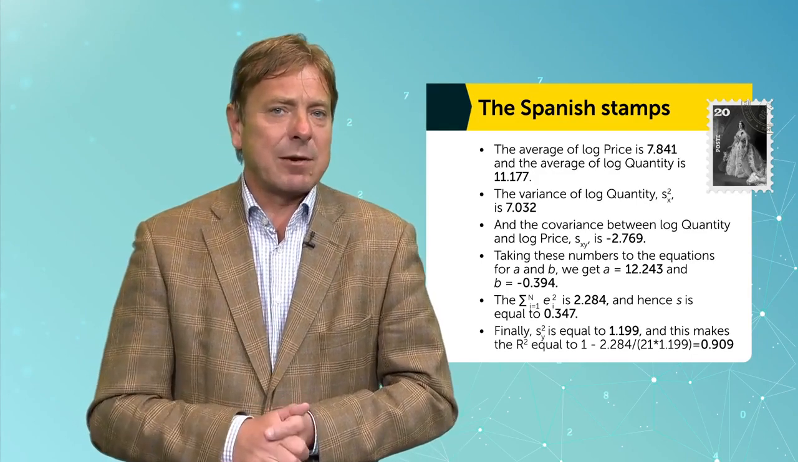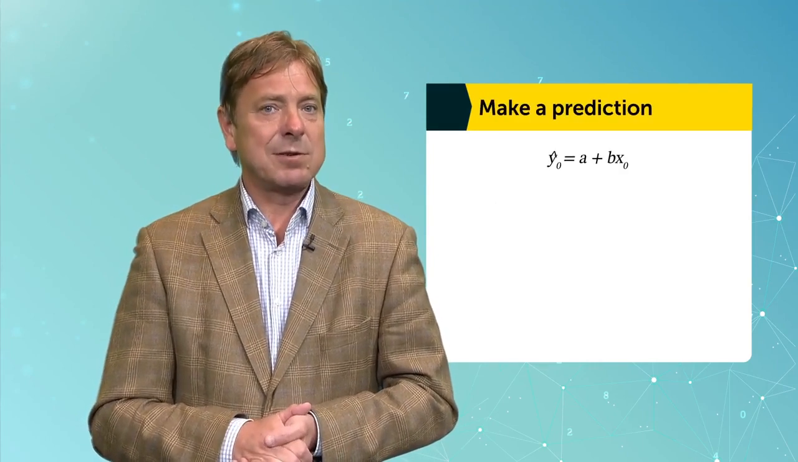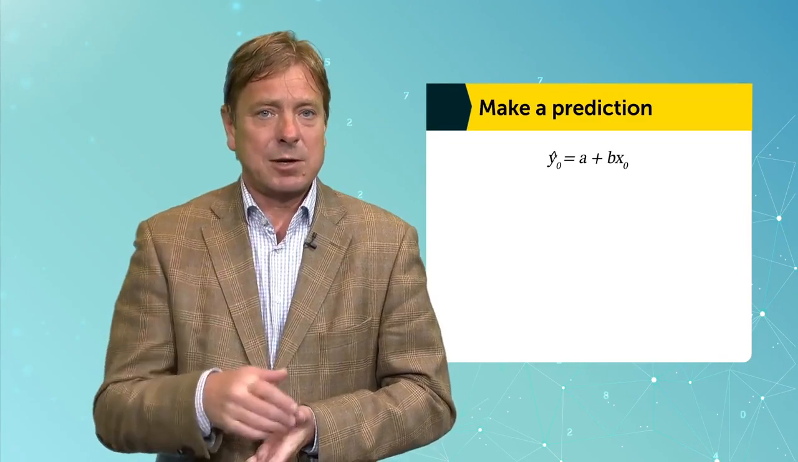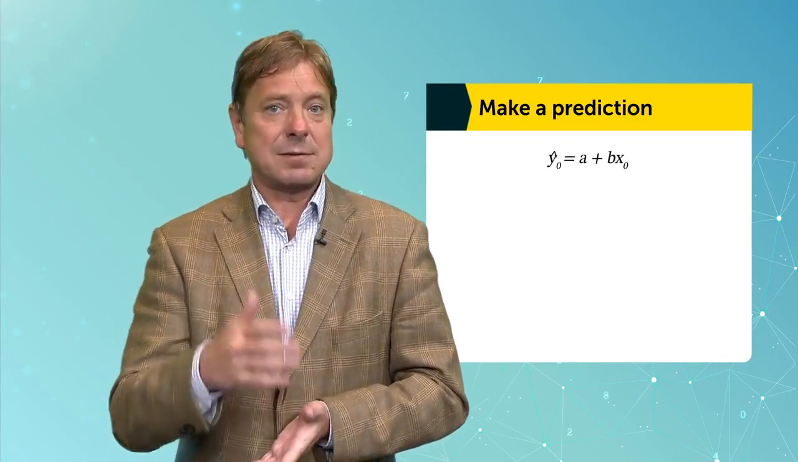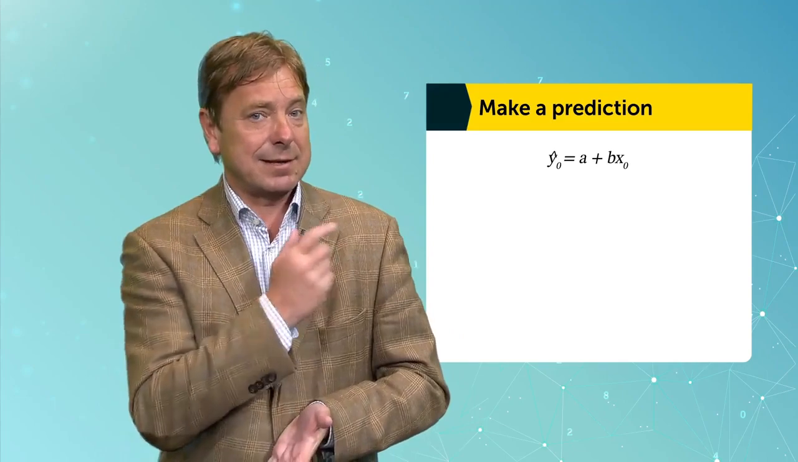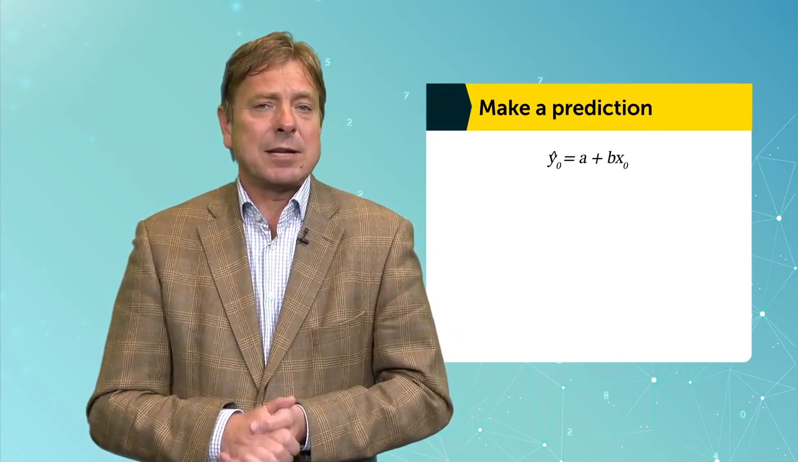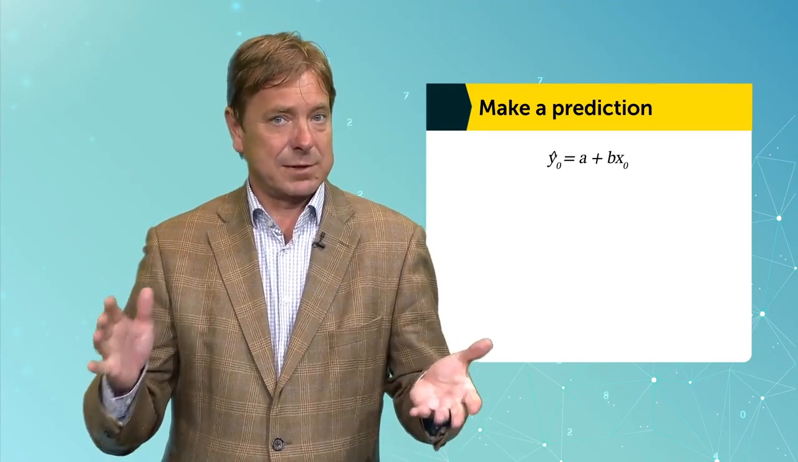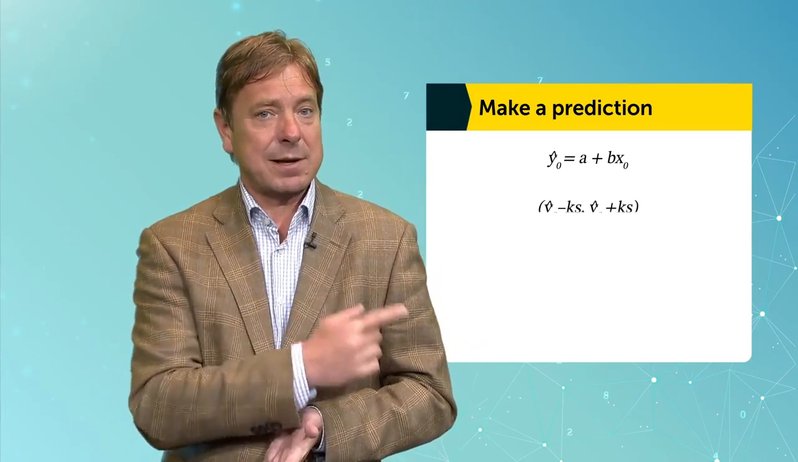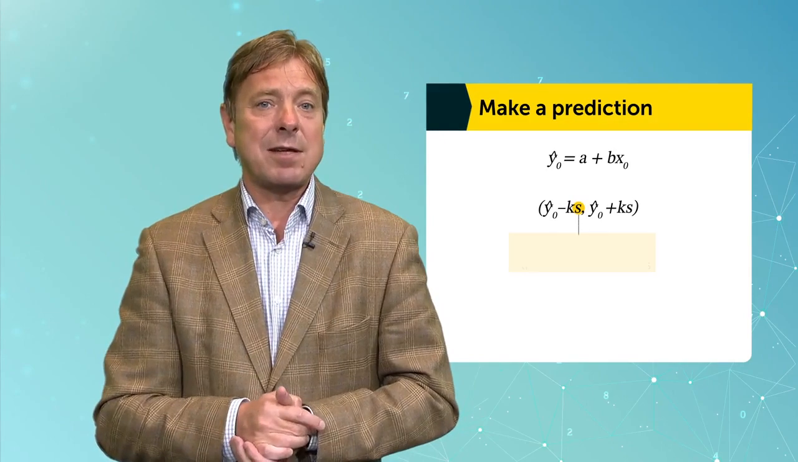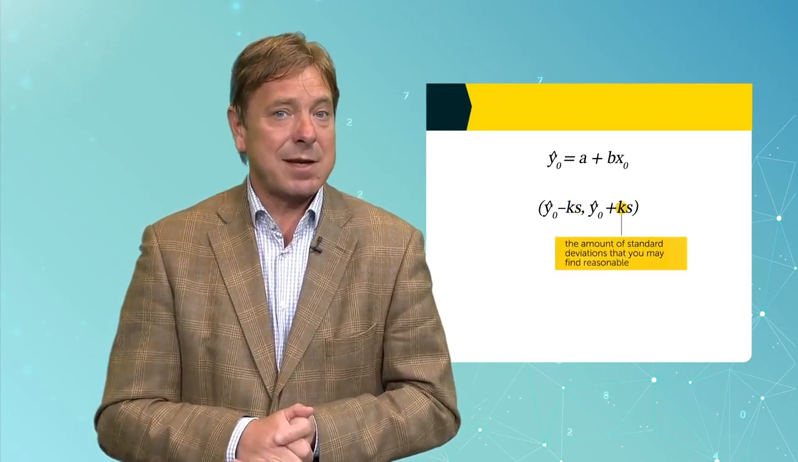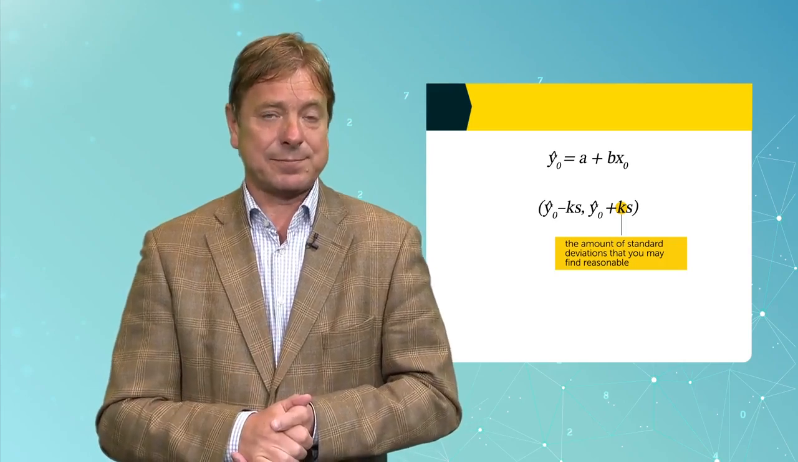With these numbers, we can now also make a prediction given a certain value for x. That is, we can find for an x0 a prediction for y0, written as y0 hat, like this. And as we are uncertain about this prediction, we can also report a prediction interval for this forecast, which is given by this, where the s is the standard deviation of the estimated residuals, and where k is the amount of standard deviations that you might find reasonable.